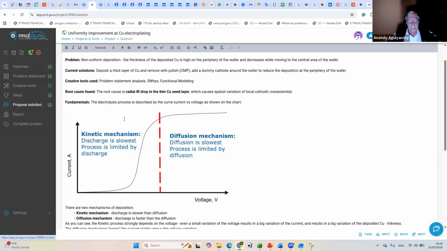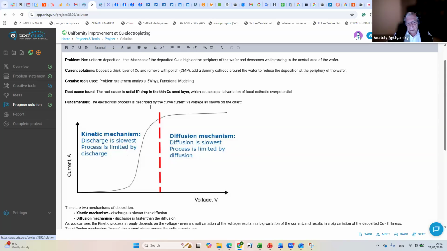What does it mean, kinetic mechanism? It means that discharge is going very, very slow. And if it's slow, this is what manages the whole process. So diffusion is very fast. Delivery of ion, copper ion, is very fast, but interaction is slow. Therefore, we can change voltage and we change current.